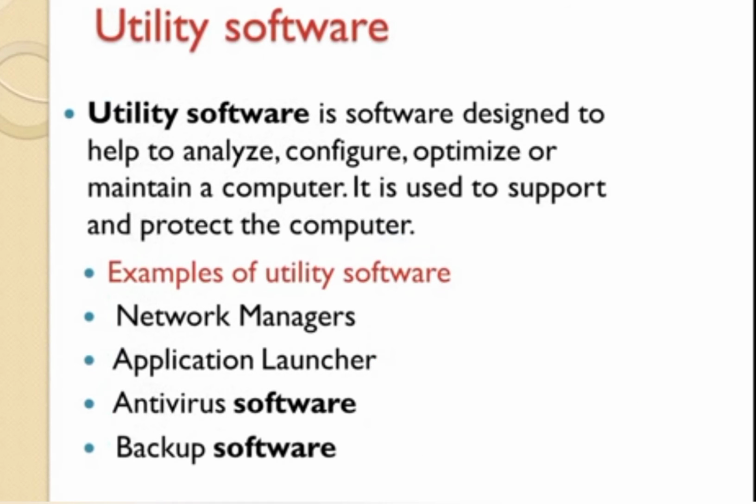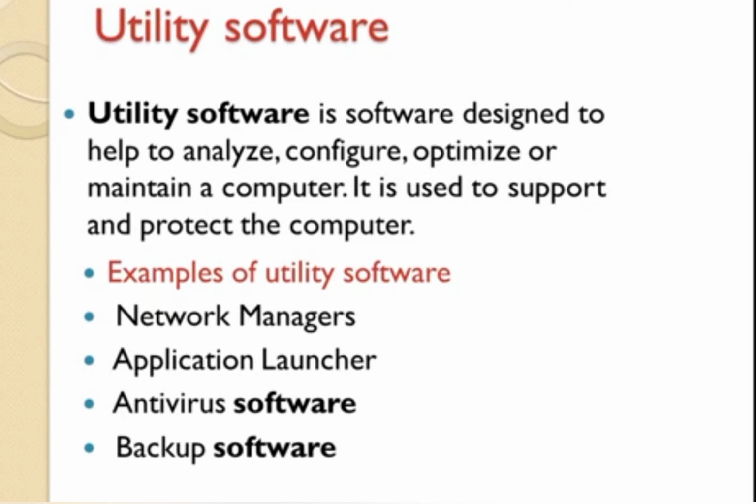With that, we look at the last example of our software. And this is called the utility software. The utility software are software that are designed to help to analyze, to configure, to optimize, or to maintain a computer. I call this the brain box. Why do I call it the brain box? Because they work behind the scenes. You do not notice that they are there, but they are there to make sure that your computer runs properly.